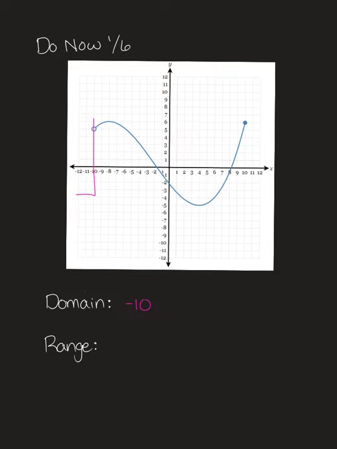Now this open circle here means that function or that point is not defined. So it's not part of the function. So in this case we would have a curved bracket around the -10. And then this function goes all the way until +10. And that closed circle means that it is defined there. So I will have a square bracket around the +10.